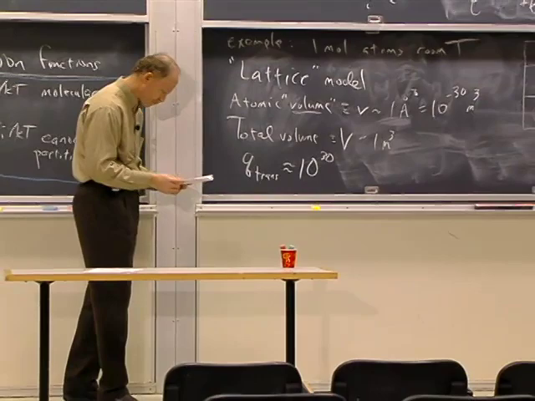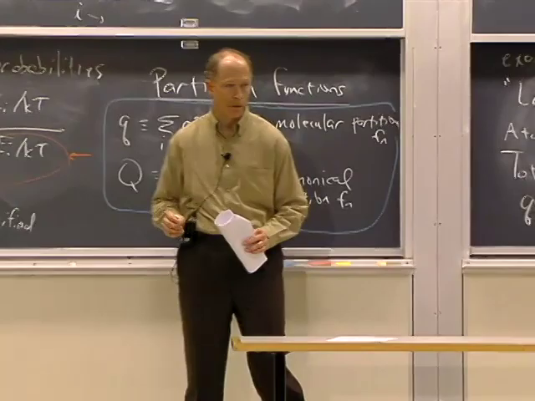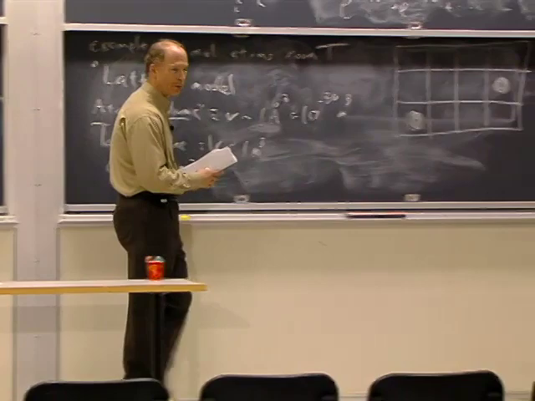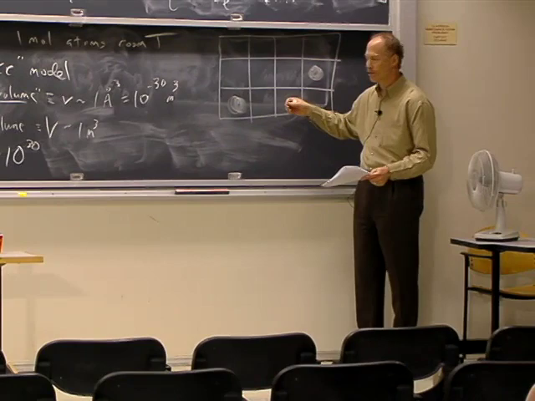Okay. Now let's treat the whole system. What are our total possible states, right? Because we have to add this up for every possible state. Well, let's start with the first atom. It has to be somewhere. It has 10 to the 30th possibilities for where it can be. Let's start with the second atom and put it somewhere. Well, it has 10 to the 30th minus 1, which is still pretty close to 10 to the 30th.